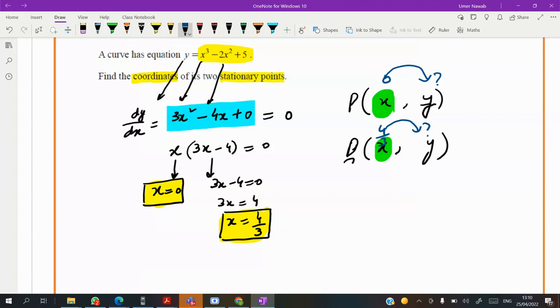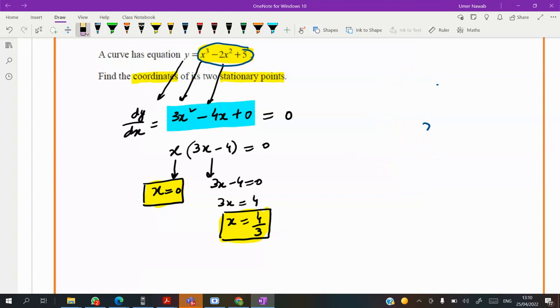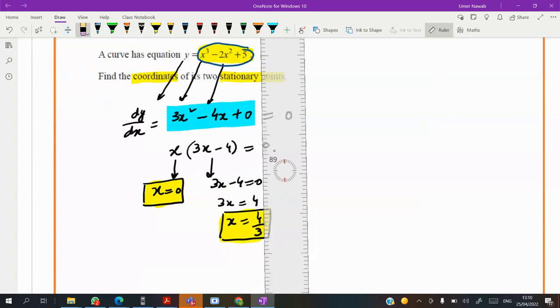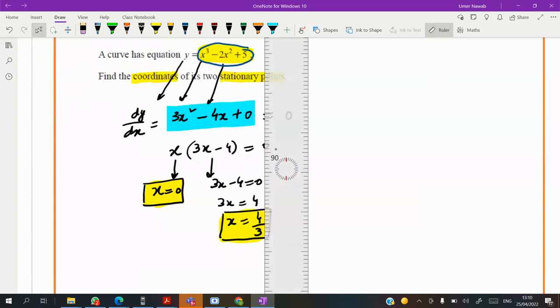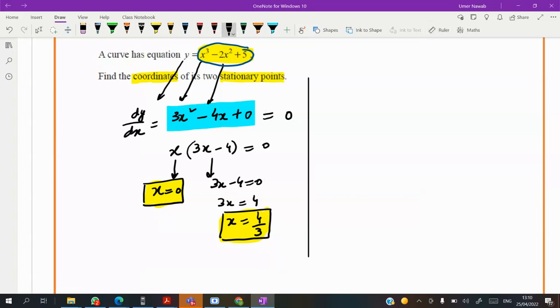To get the y coordinates, you will substitute these x values into the original equation of the curve. So what we need to do now, first we substitute x equals 0 into the original equation.